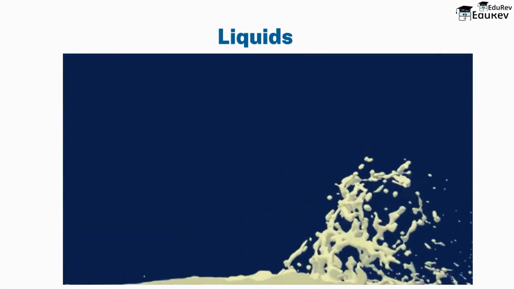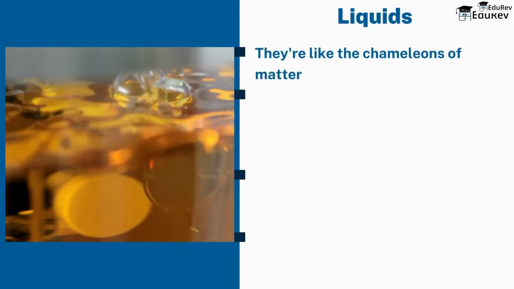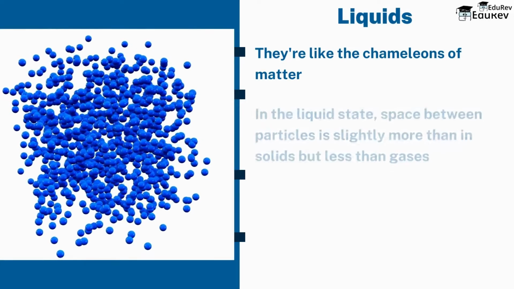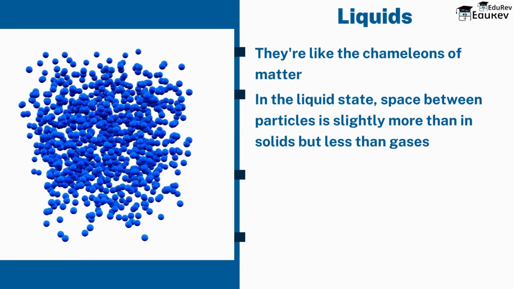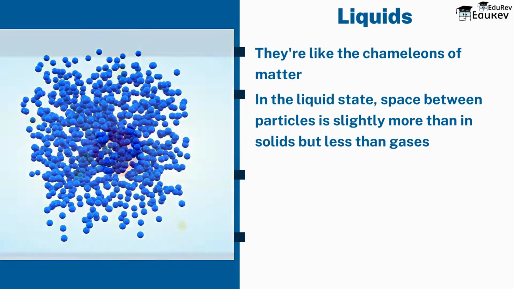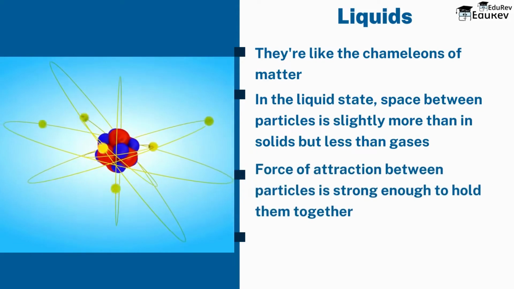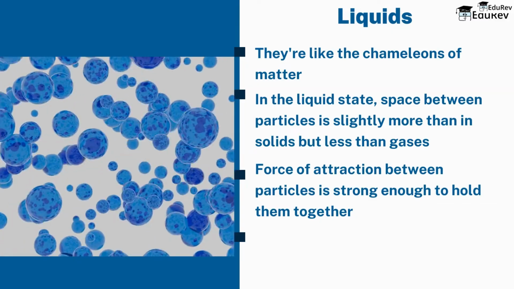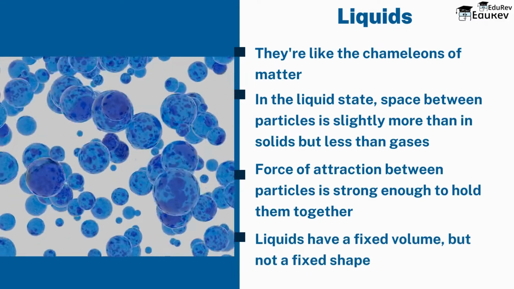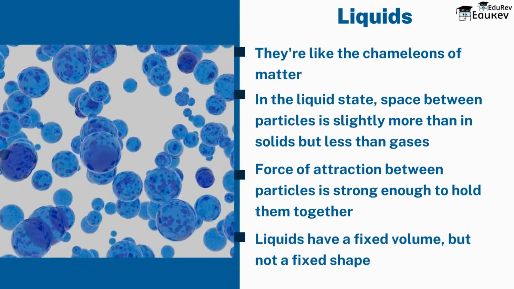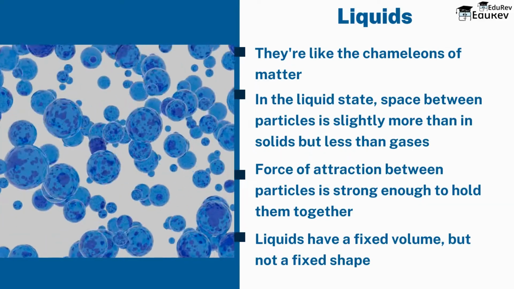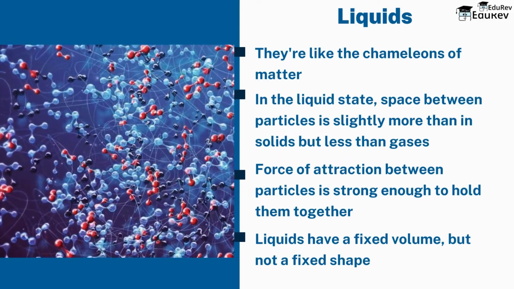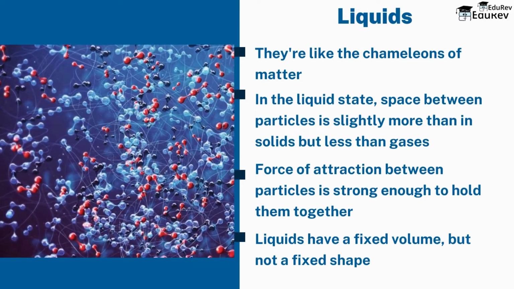Next, liquids. They are like the chameleons of matter, always changing their shape to fit in. In the liquid state, the space between particles is slightly more than in solids, but still very less compared to gases. The force of attraction between particles is strong enough to hold them together, but not enough to hold them in a fixed position. Liquids have a fixed volume, but not a fixed shape, taking up the shape of the container they are poured into. The particles in liquids have more kinetic energy than solids, leading to a disorderly arrangement of particles. Liquids cannot be compressed much.